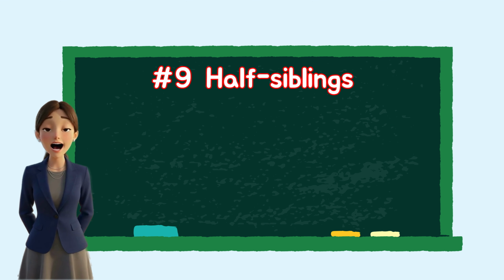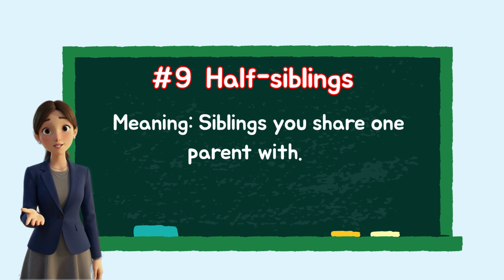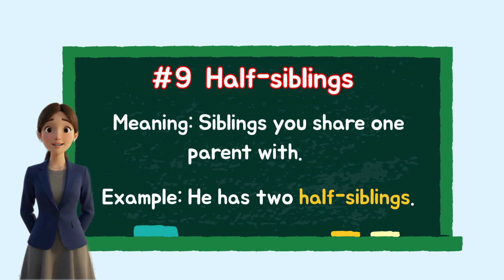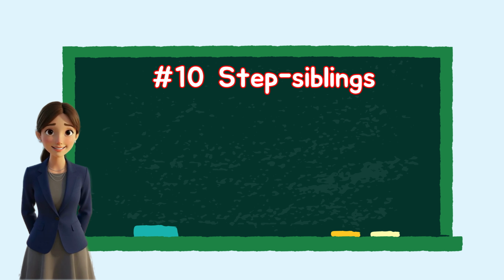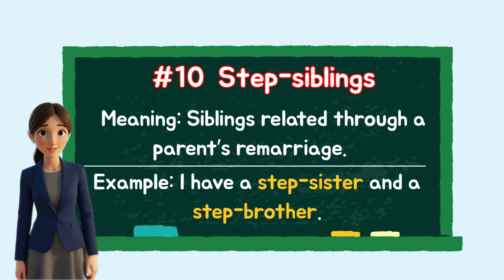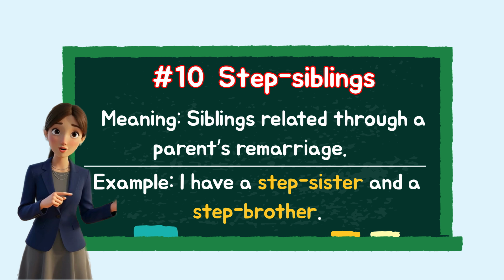Number 9, half-siblings. It means siblings you share one parent with. Example, he has 2 half-siblings. Number 10, step-siblings. It means siblings related through a parent's remarriage. Example, I have a stepsister and a stepbrother.